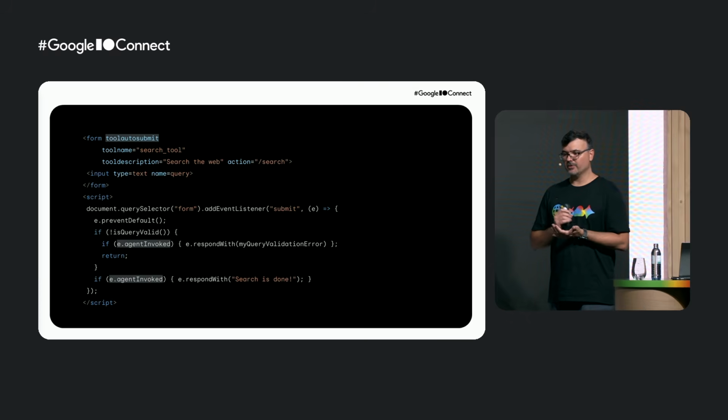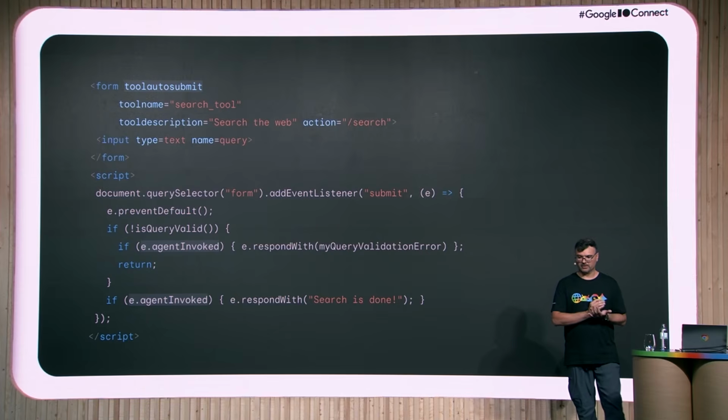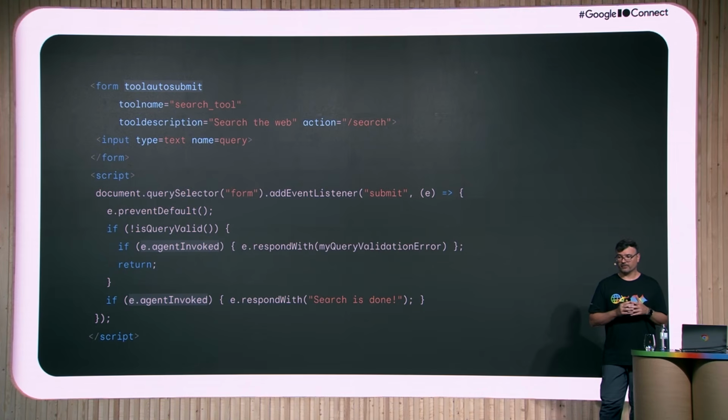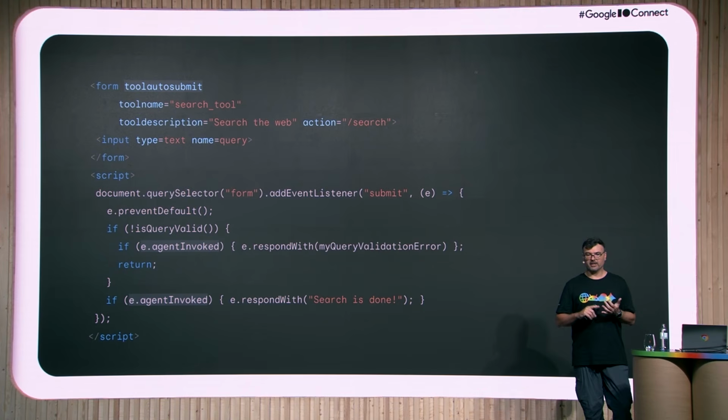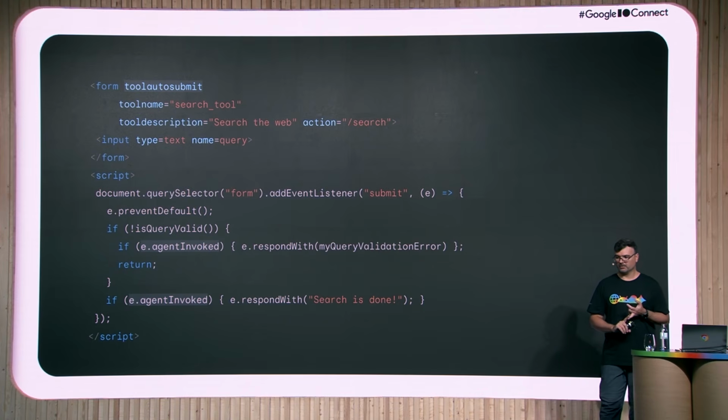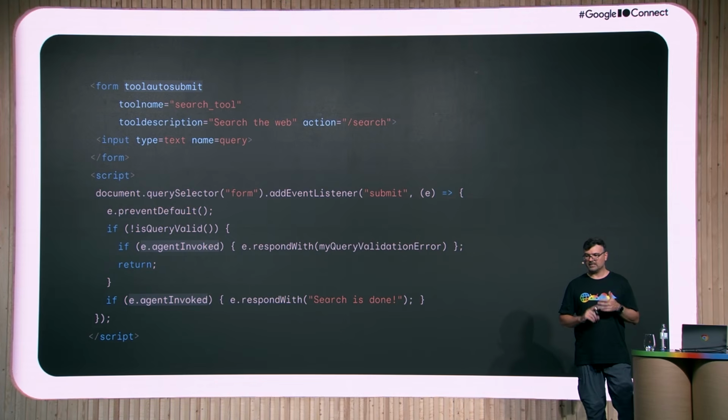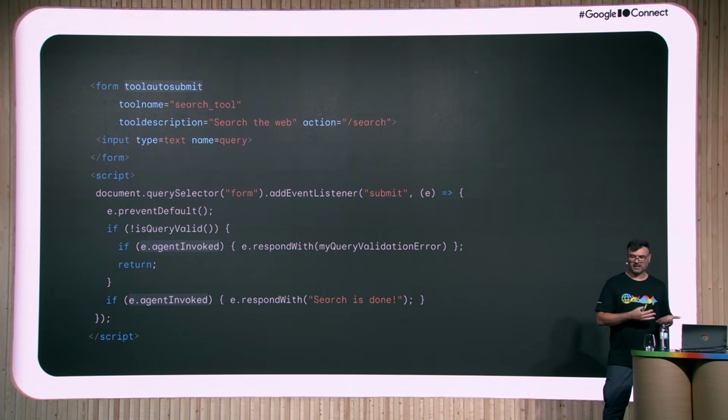Finally, there's a new member added to the form submit event called agentInvoked. So the value will be true when the form submission was filled and invoked by an agent. You can use that, for instance, to validate your form and then use the respondWith method to return a detailed message to the agent so it can learn about its mistakes and try again.